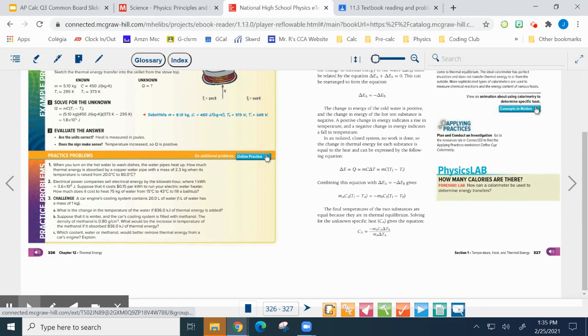There's 326. All right, so number 1: when you turn on the hot water to wash dishes, the pipes heat up. How much thermal energy is absorbed by a copper pipe with a mass of 2.3 kilograms when the temperature is raised from 20 to 80 degrees C? All right, so first thing first, we need our little formula, right?